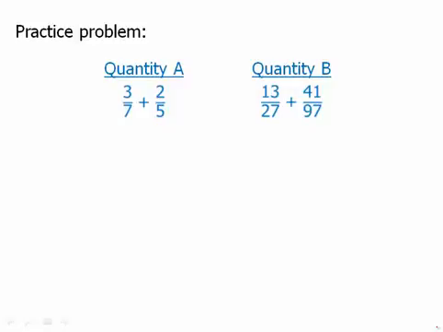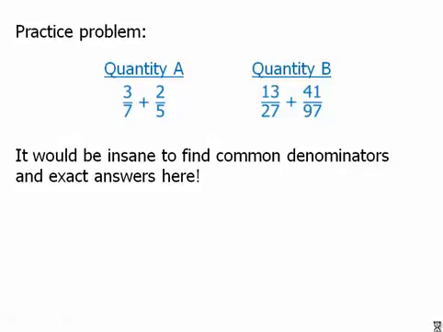But the big idea is, it would be a huge mistake to try and figure out exactly what quantity A equals, exactly what quantity B equals. It would be insane to find the common denominators, to find the exact answers. That's not what the question is about. And the people who actually do those calculations, let me figure out exactly what quantity A equals, let me figure out exactly what quantity B equals, have fallen into a trap, because that's not what the question is about.